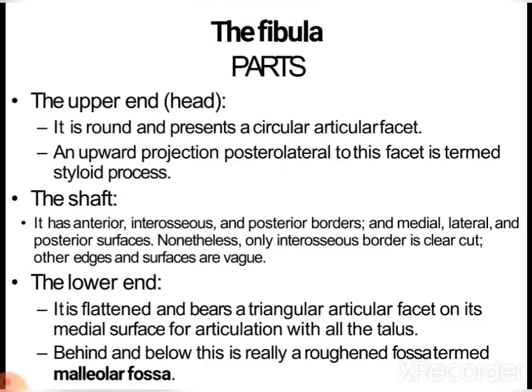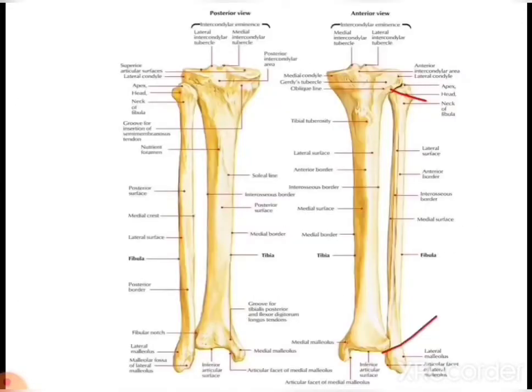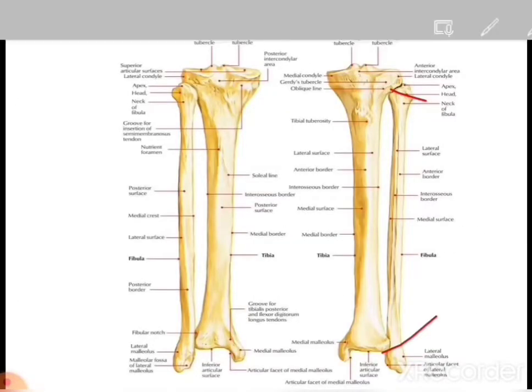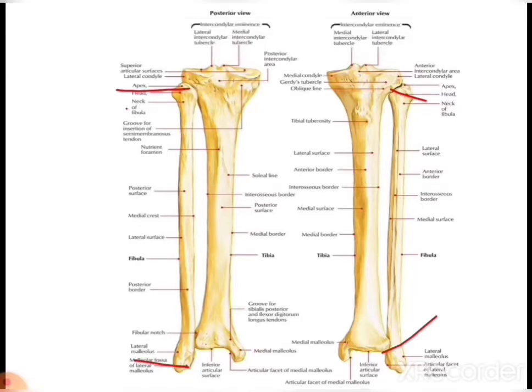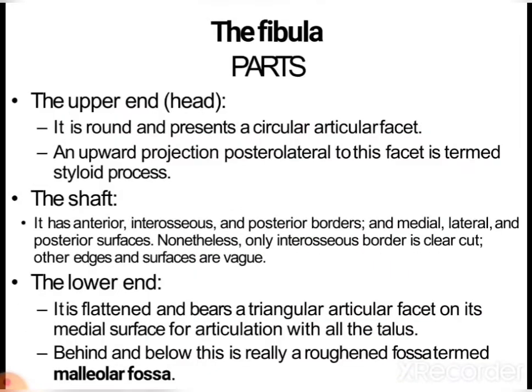So here we can see the upper end. This is the head, this is the neck, and this is the lateral malleolus. The upper end possesses the head having a circular facet which articulates with the upper end of the tibia. Also, an upward projection is found which is posterolateral to this facet. This is known as the styloid process.